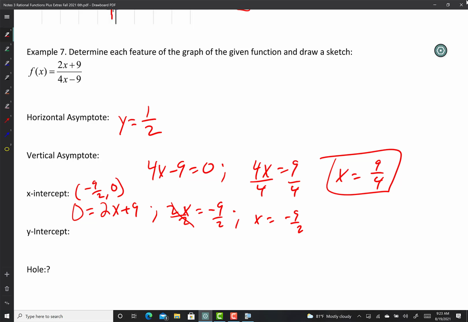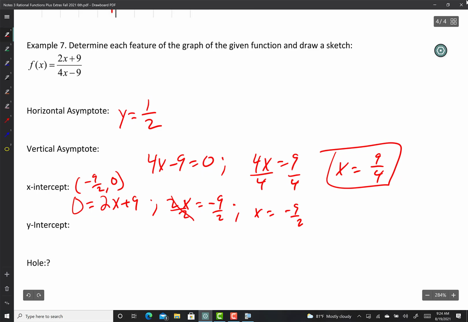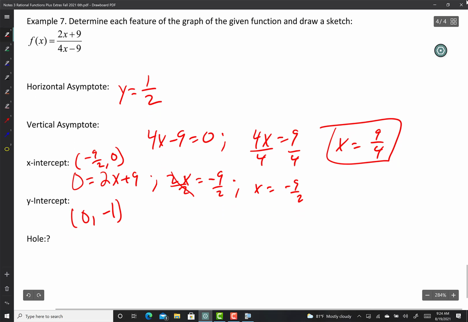Are we okay, guys? Y-intercept, plug in a 0 for x. You're just plugging in a 0 in there. And then finally, do you have any holes on this one? No. All right, can we draw a sketch? I think we can.